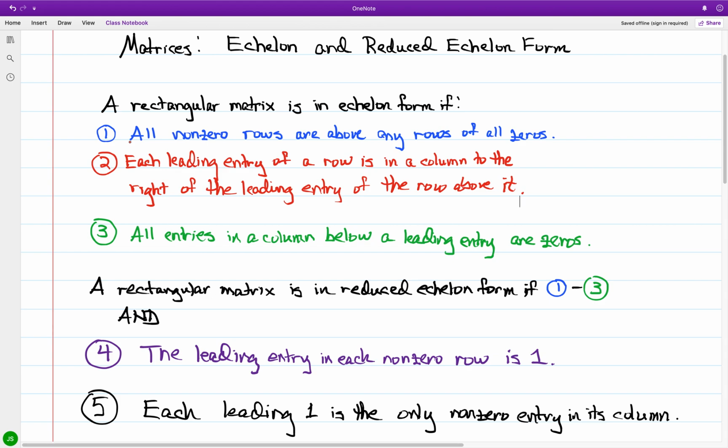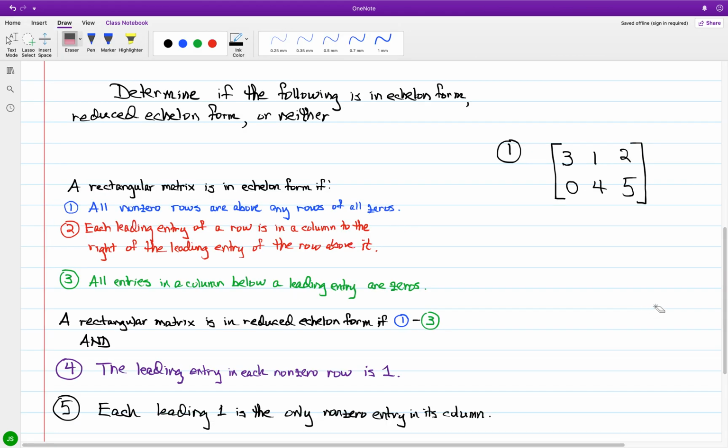Now, in the case of reduced echelon form, you're going to have the first three characteristics that again define an echelon form, but also, fourth, the leading entry in each non-zero row is 1. And what caps it off is that each leading one is the only non-zero entry in its column.